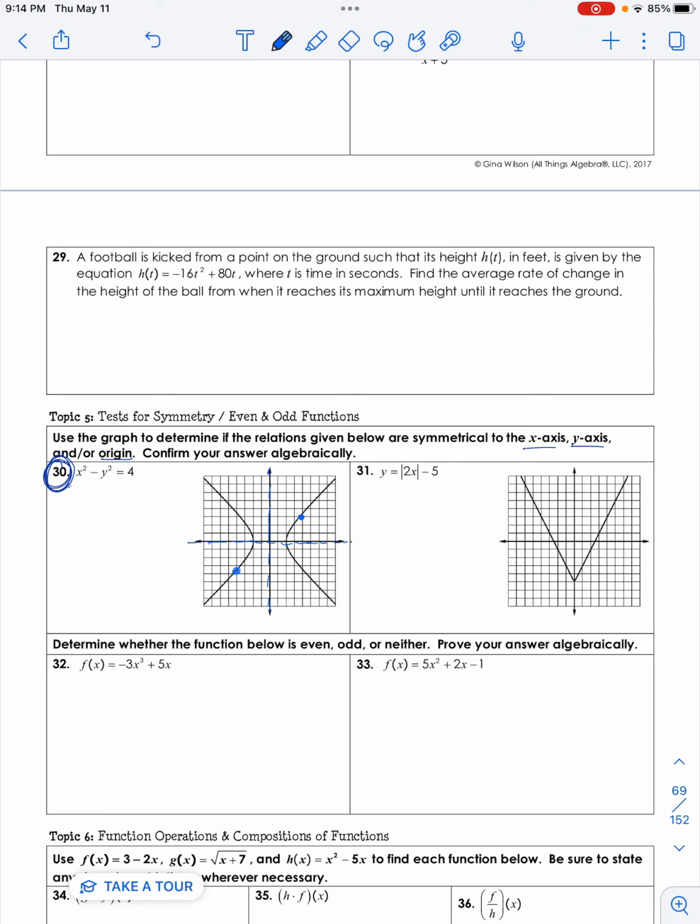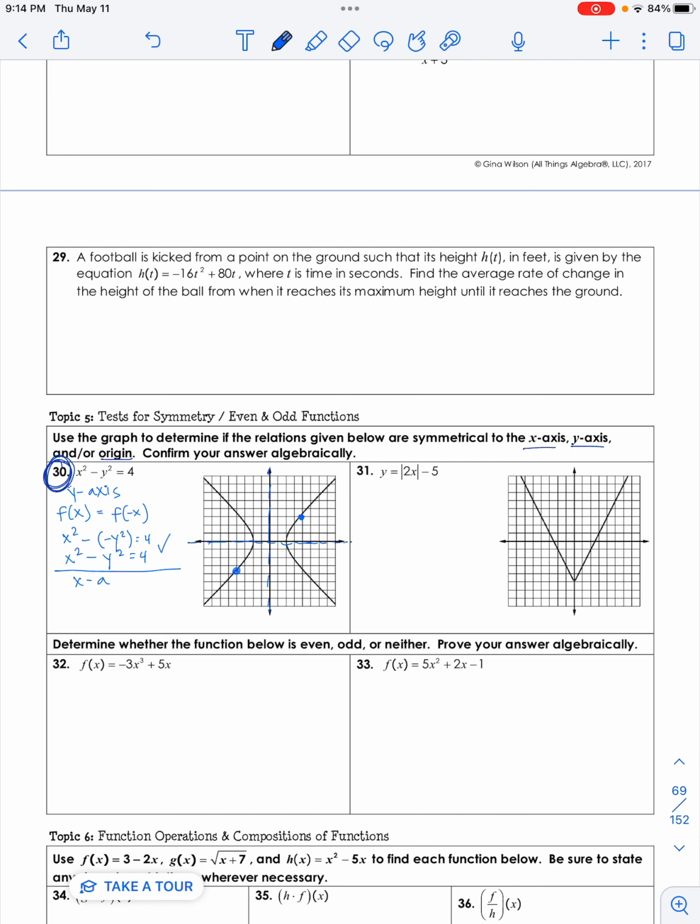To see if it's symmetric with respect to the y-axis, I'm going to plug in negative x values. So when I plug in x squared minus negative y squared equals 4, do I come out with my original equation? And that's x squared minus positive y squared, yes, equals 4. So check, it has y-axis symmetry.